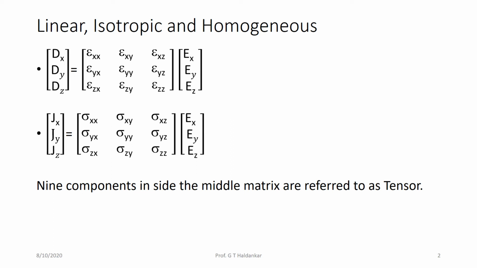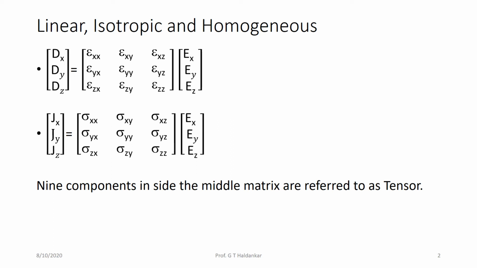So again I will repeat: linear means D or J varies with E. Homogeneous when epsilon or sigma is independent of XYZ. Non-homogeneous when they depend on XYZ. So a non-homogeneous example is the atmosphere.